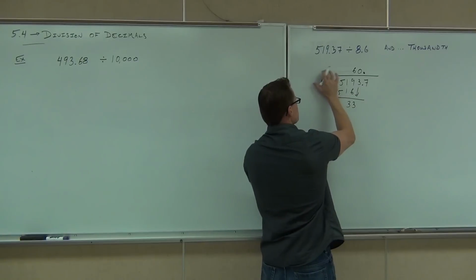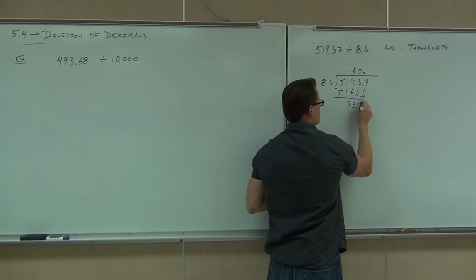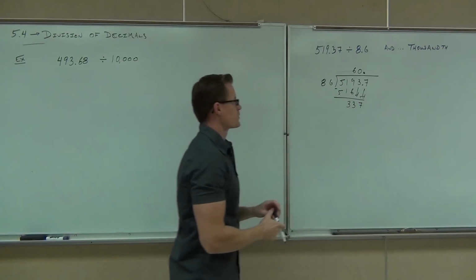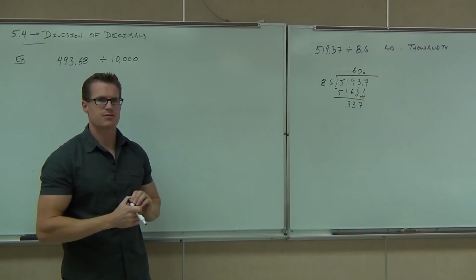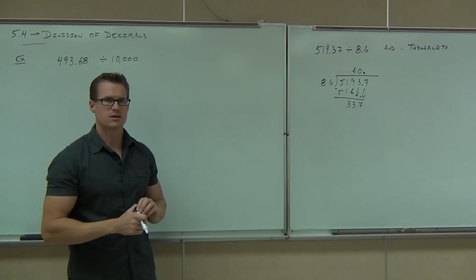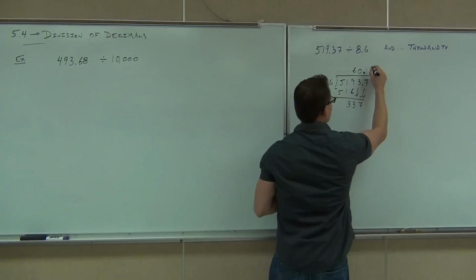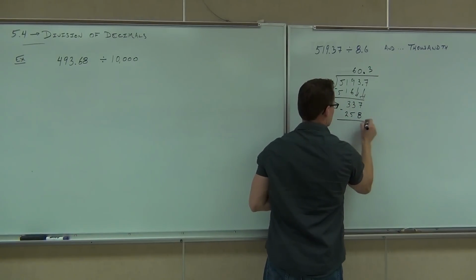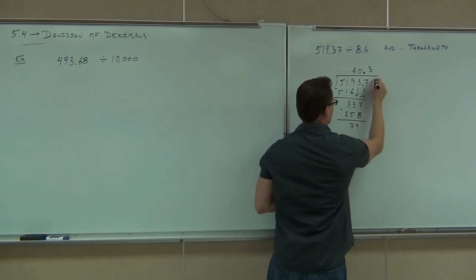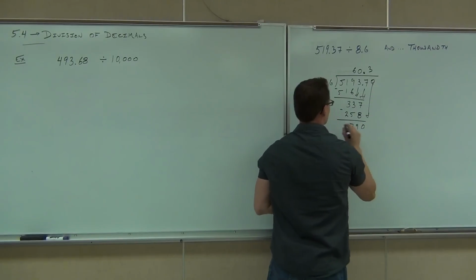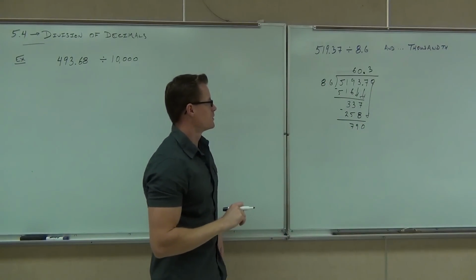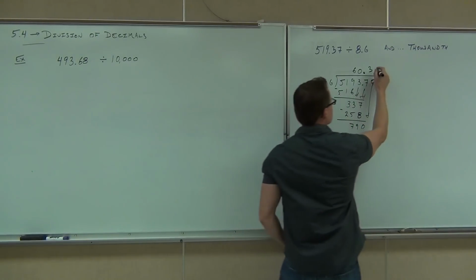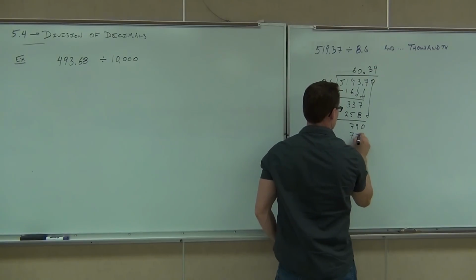That's right. And now we need to bring down another one, and we check 86 into 337. 3 times? Evenly? No. 258. Subtract it, you get 79. Okay, bring down the 0. and then it goes in 9 times. 774, and then subtract.